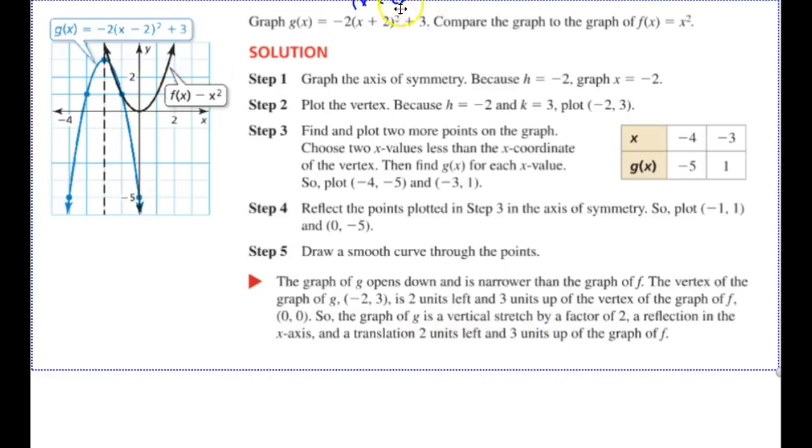And I can tell all of that just from my function up here. This negative tells me I'm opening down. The 2 tells me that it's a vertical stretch. This tells me my h is -2, so I move 2 to the left, and my k is 3, so I go up 3. So all of this can be told from just my function without having to graph it. But I also need to know how to graph it.